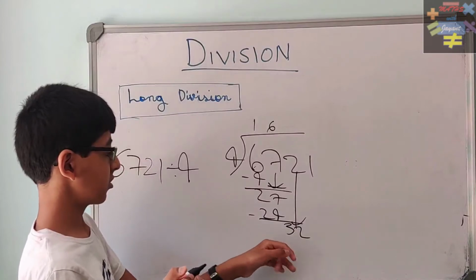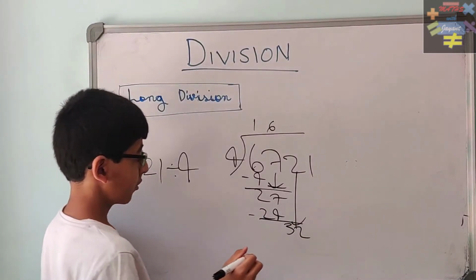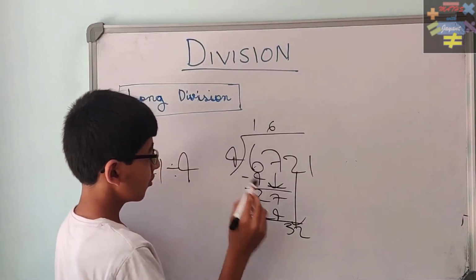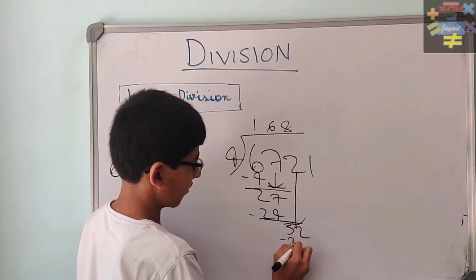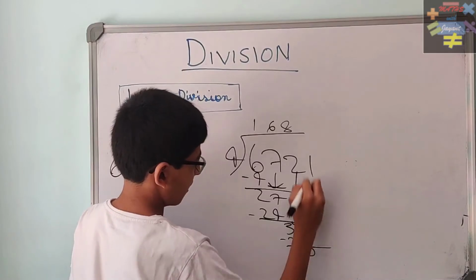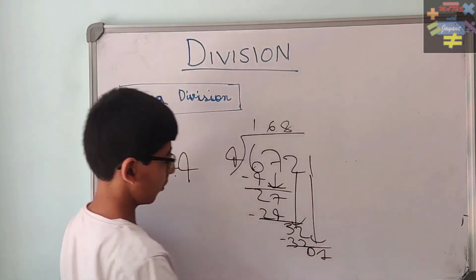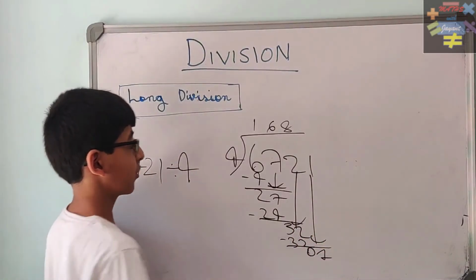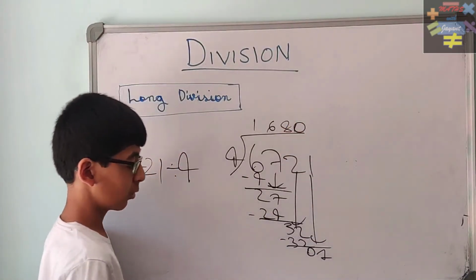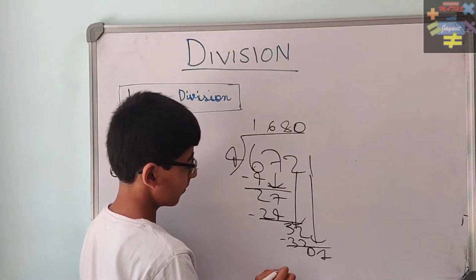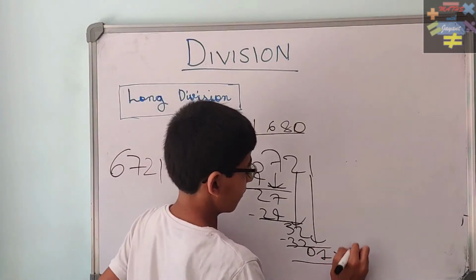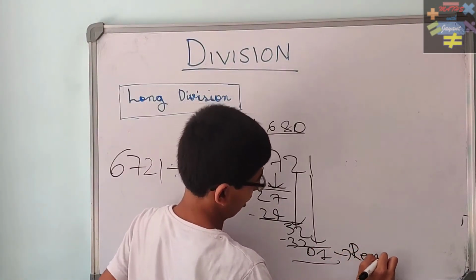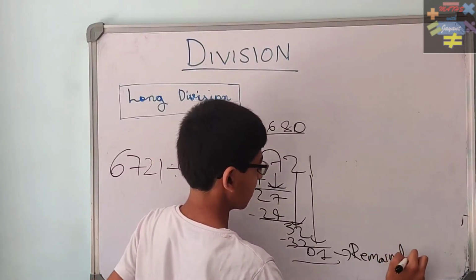Now 32. So, now let's see. 4 somethings give us 32? Yes. 4 8s gives us 32. Now we get this 1. Now as we observe this is smaller, we just write a 0 over here. So any number we pull? No. Now we have this 1 left. Now this number that we usually get at the last is called the remainder.